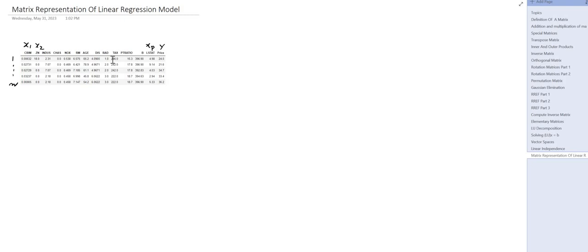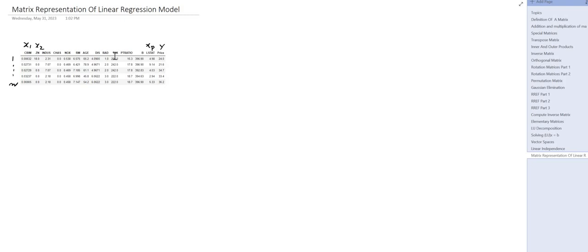I'm Kaushik once again, and today we will learn one very interesting thing, that is the matrix representation of the linear regression model. By this time we have covered a lot of things, especially the matrices and the vectors, and using those we can represent the linear regression model. So let's consider that we have some data sets.